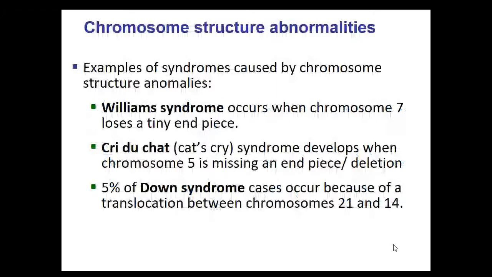Okay, some examples of syndromes caused by these kind of chromosome structural abnormalities. Williams syndrome, chromosome number 7 is missing a piece. I can't remember what the symptoms of this syndrome are. This is cri-du-chat syndrome, French, I think, for cat cry. A piece of chromosome number 5 is missing. And it's called cri-du-chat because babies who have this, when they cry, they sound like a cat meowing.